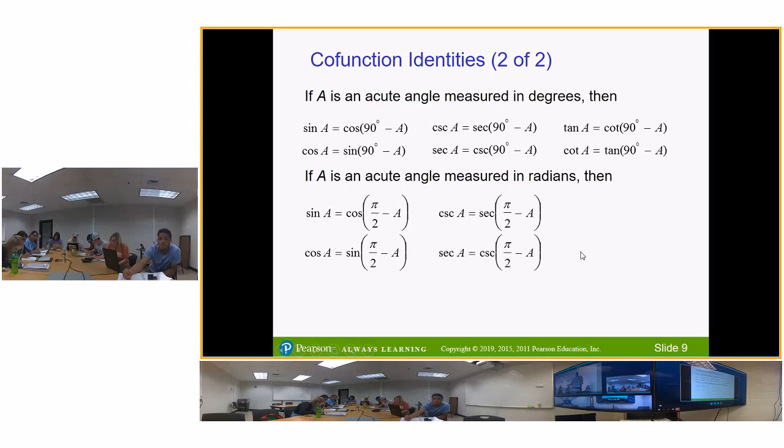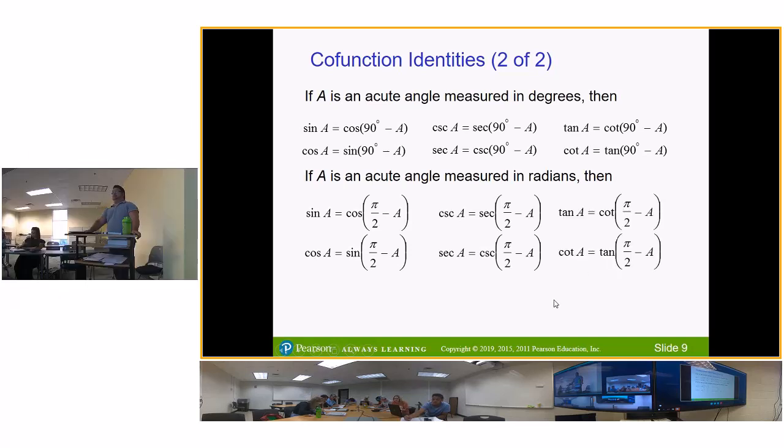And that's the radians. So go ahead and take a minute and write those down also.